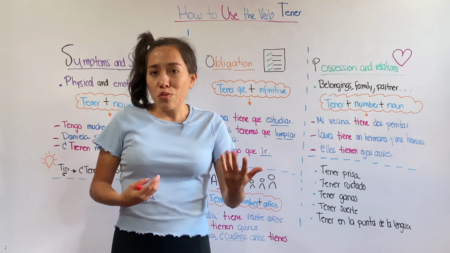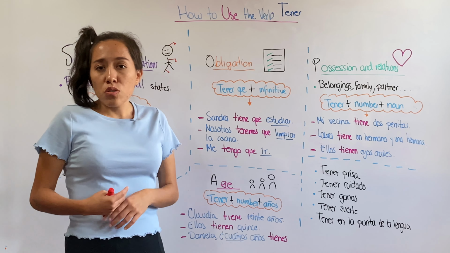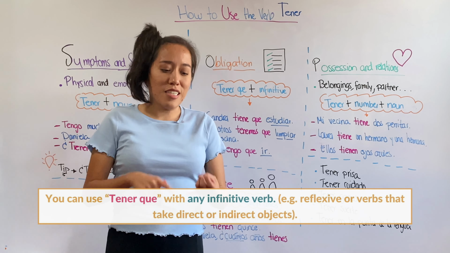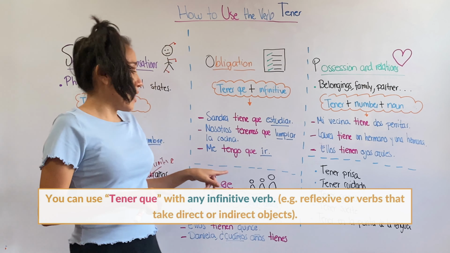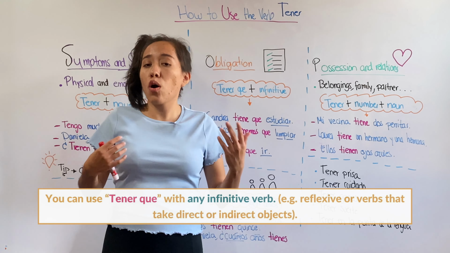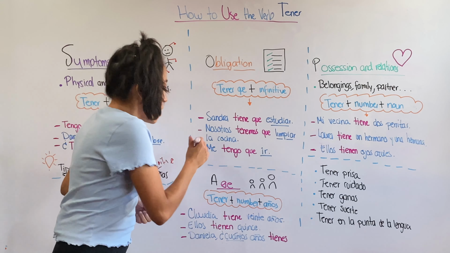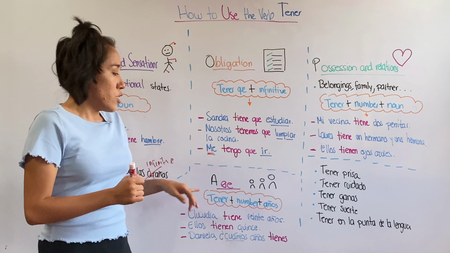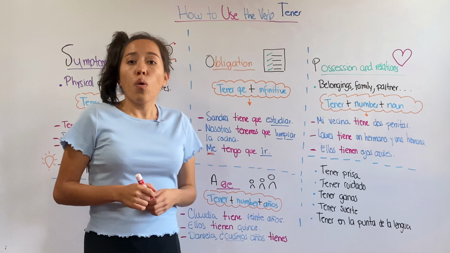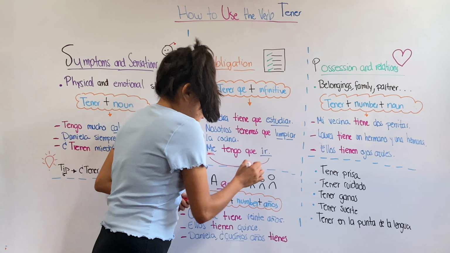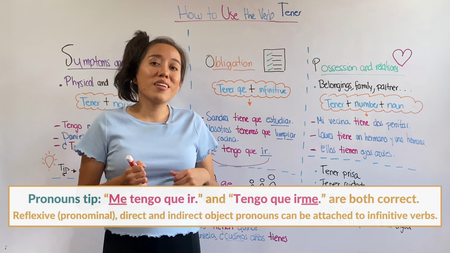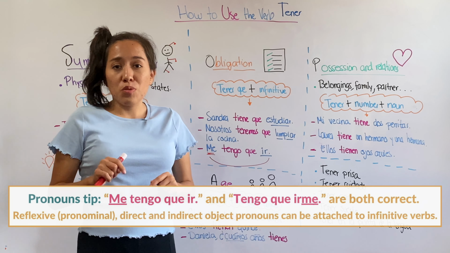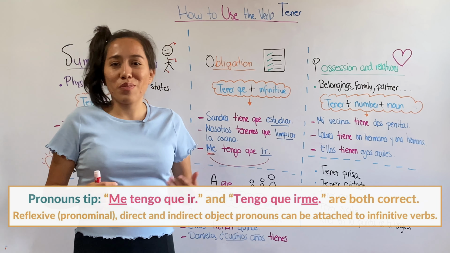Notice that you can use tener when you're talking about obligations. You can use tener with any infinitive verb that you want. This includes reflexives or verbs that take direct or indirect objects. The key here, though, is going to be placing your pronoun correctly. You can do what I just did here, me tengo que ir, or you can place this pronoun at the end, tengo que irme. It's the same. I'm going to leave you a resource in the description so you know when and how to place pronouns in Spanish.